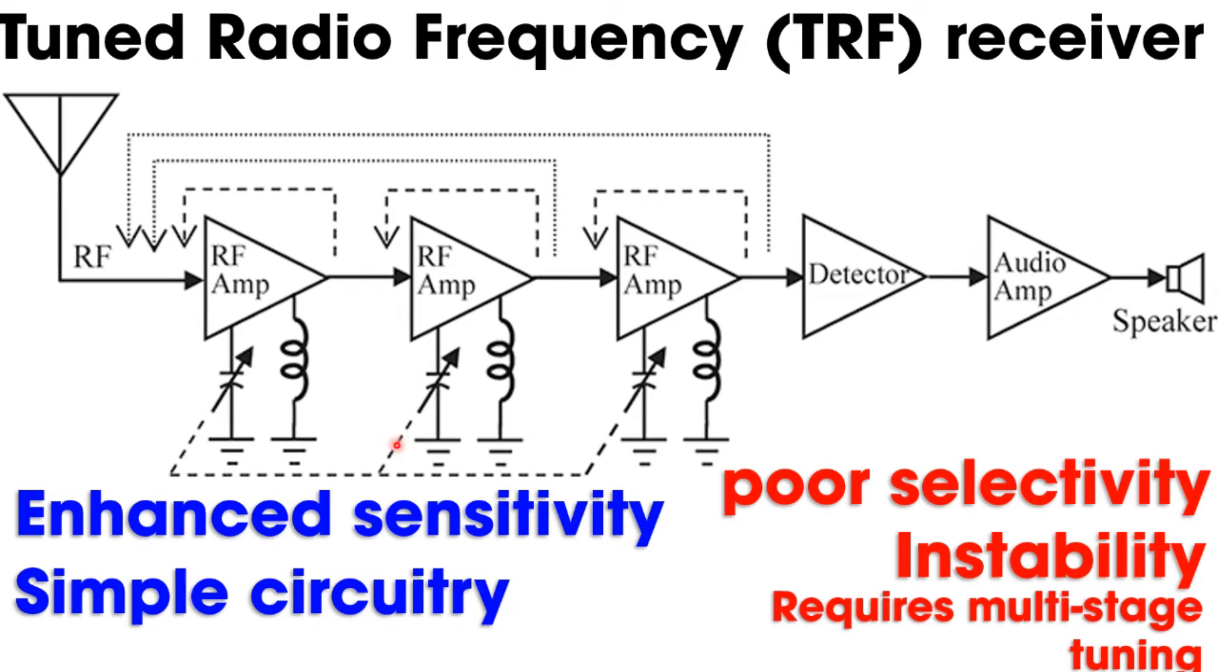This is the block diagram of a three-stage TRF receiver, which consists of the RF stage, detector stage, and the audio stage. Generally, TRF receivers require 2 to 3 RF amplifiers to amplify the signal to a usable level that can move to the detector stage. The detector converts RF signals directly to information, and the audio stage amplifies the information signals to a usable level.